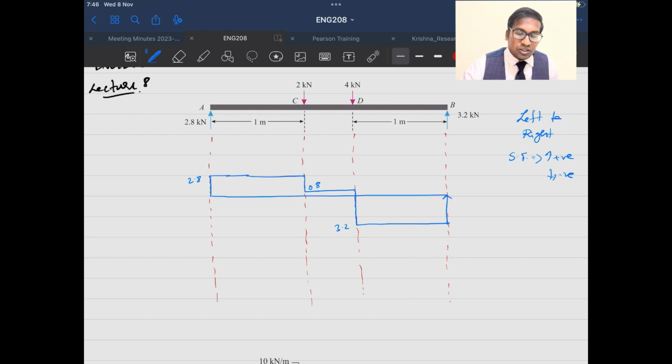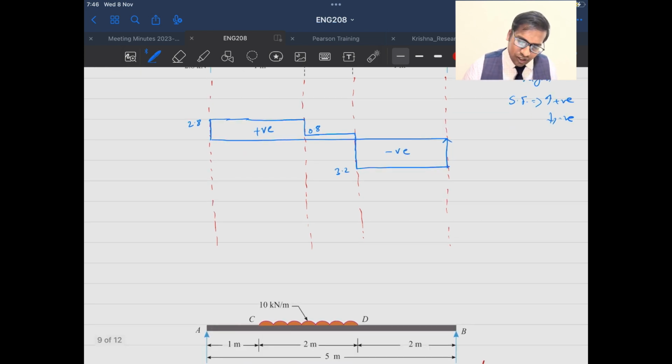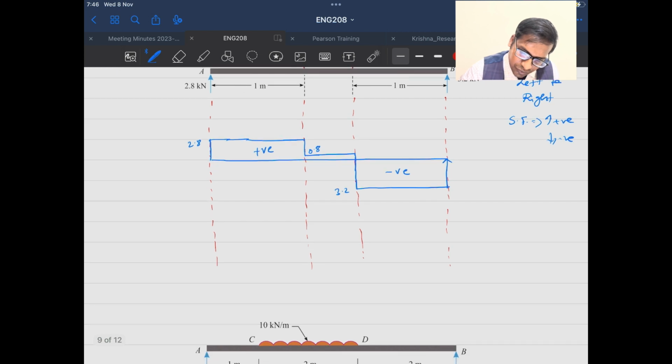Okay, so please remember, for a simply supported beam, the shear force diagram and the bending moment diagram starts at 0. Okay, it starts at 0 and ends at 0. This is a clear indication, so please remember this. So now this is my positive region, and this is my negative region. This is as far as shear force diagram is concerned.